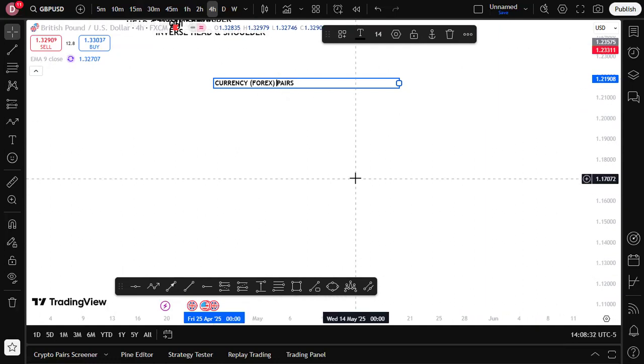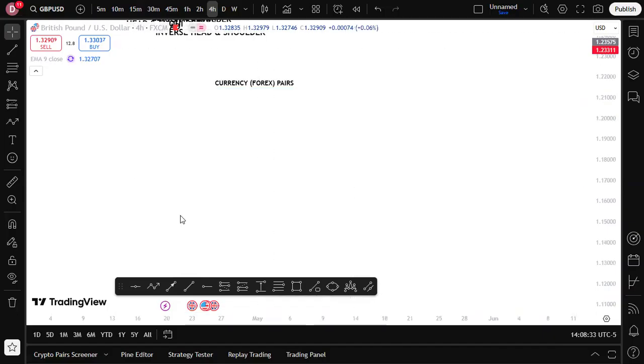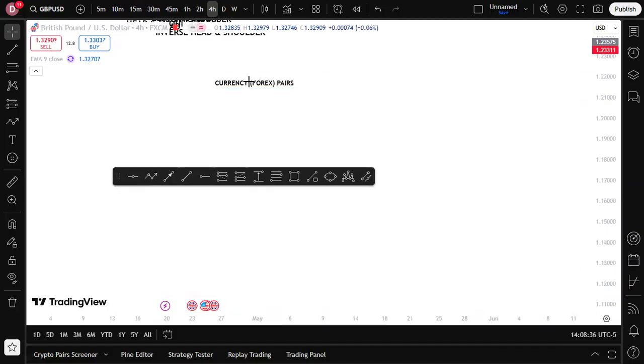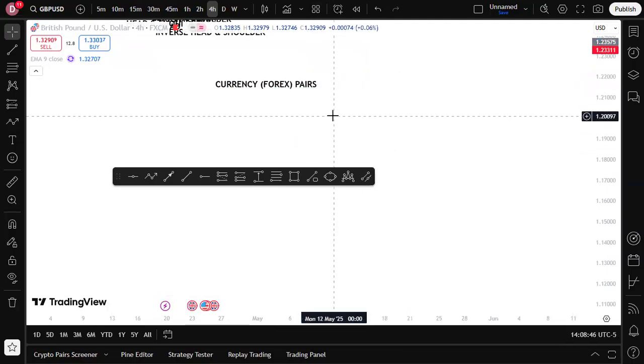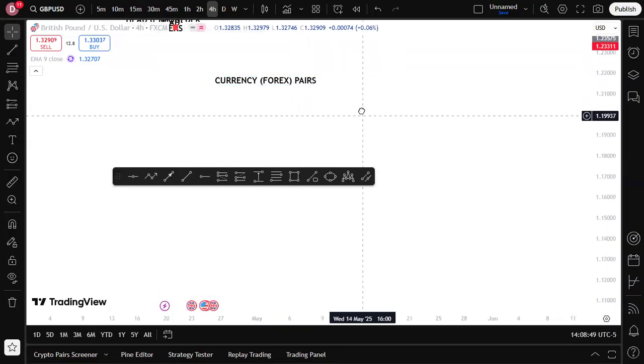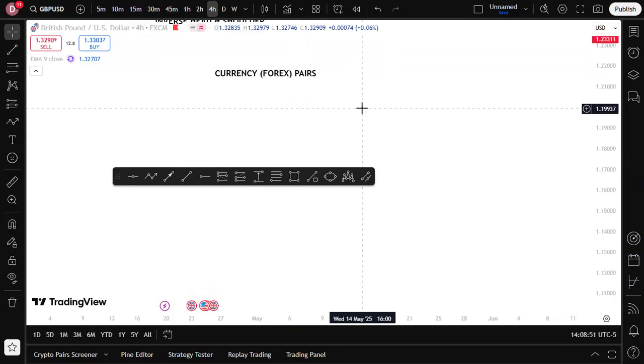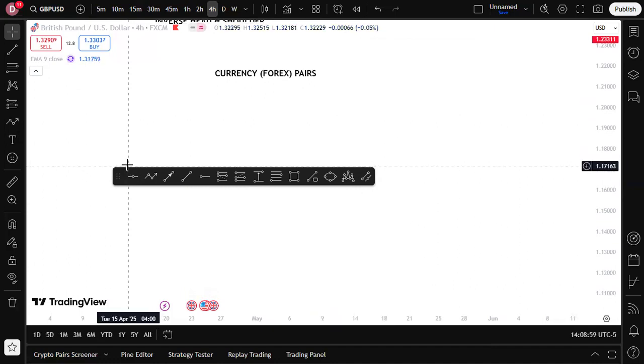Let me increase the size of this so we can see it more clearly. Let's choose 18. Okay, this is much better. So today we're talking about currency pairs, or Forex pairs, depending on how you choose to call them.